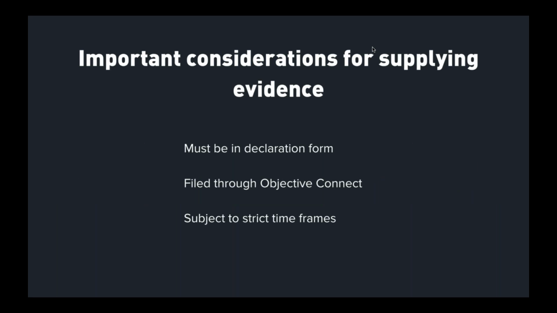Here are some important considerations for evidence. All evidence must be in the form of a declaration. IP Australia's declaration form can be found on our website. Any attached documents, annexures, or exhibits should be clearly identified and referred to in the declaration. All evidence in opposition proceedings must be filed electronically through a file sharing website called Objective Connect. The submission of evidence is subject to strict timeframes.